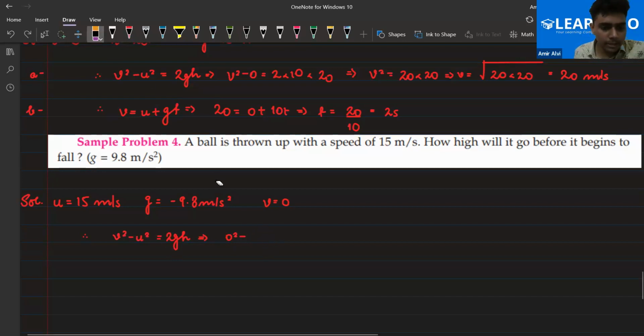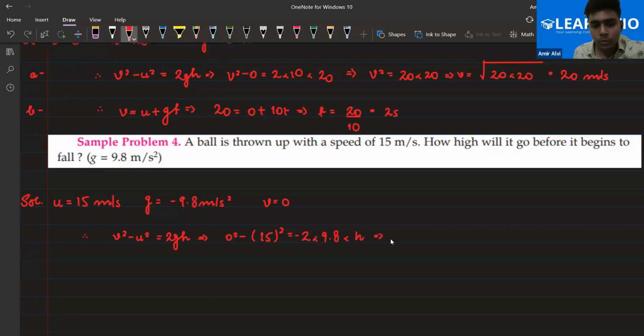It is thrown upwards, so the value of g would be negative, because it is a decelerated motion, right? So that would be negative of 225 is equal to 2 into 9.8 of negative, into h. This negative sign will cancel this negative sign, yes or no, everyone?